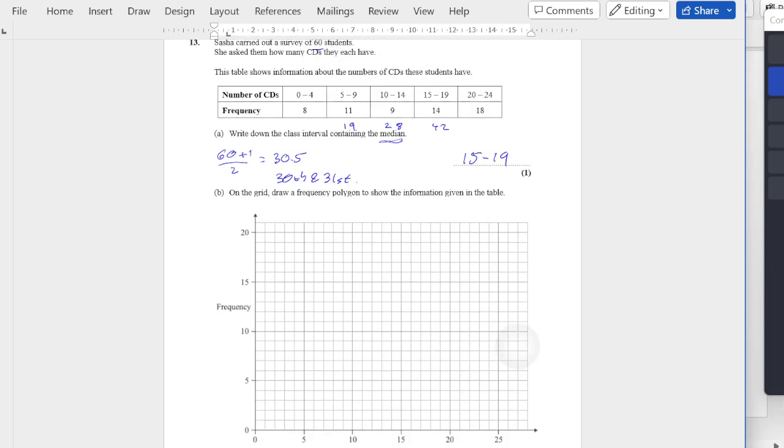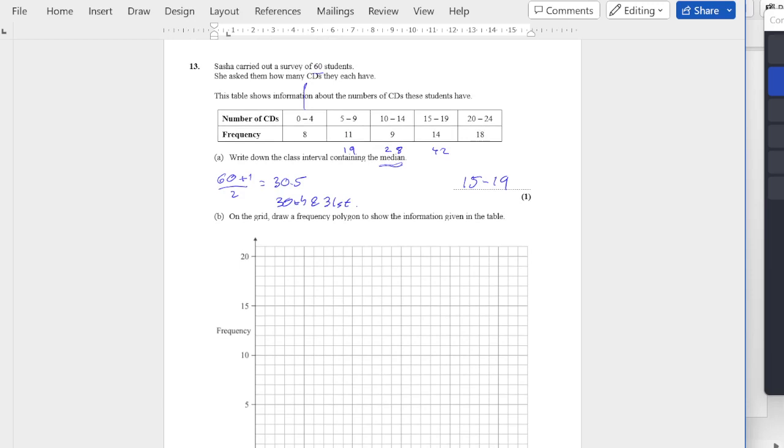Okay, on the grid, draw a frequency polygon to show the information given in the table. So to do that, I need to plot the mid values of each group against the frequency. So 2, 7, 12, 17, and 22.